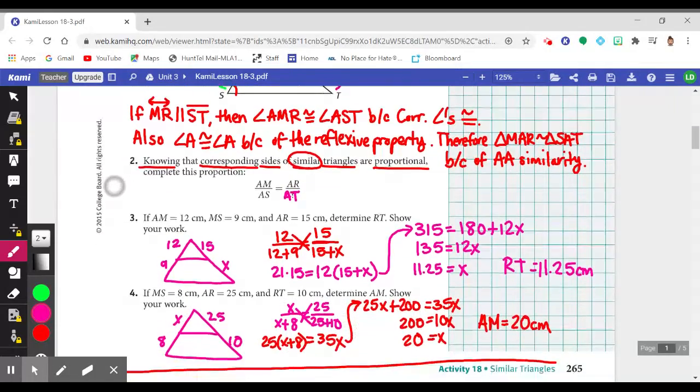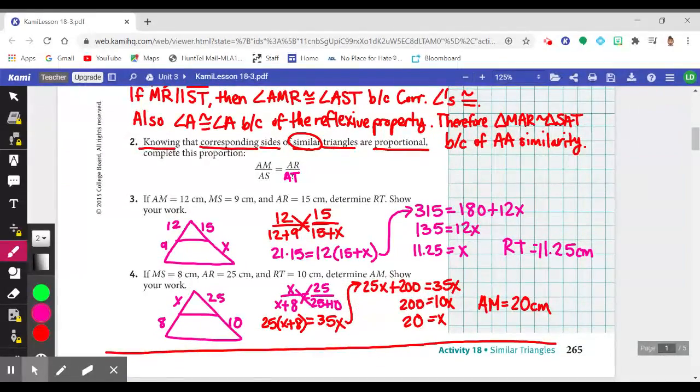They give us some different samples of information and ask us to solve for it. Notice I redrew the diagram here and replaced it with values. We know that this distance, A to M, is 12, and M to S is 9. So to find AS, I did 12 plus 9. That math we saw back in lesson 18 too.